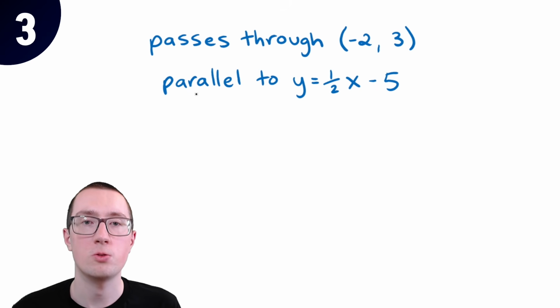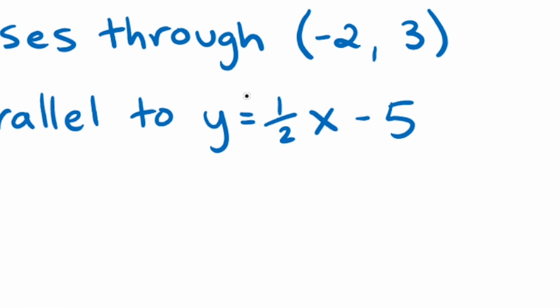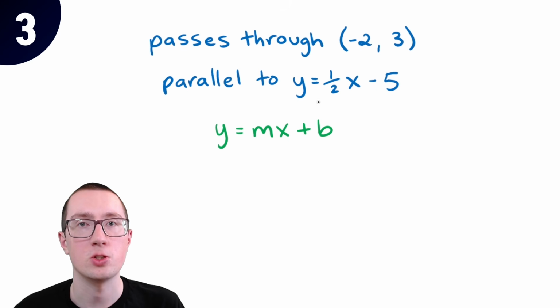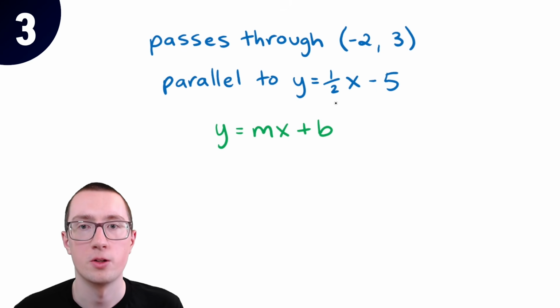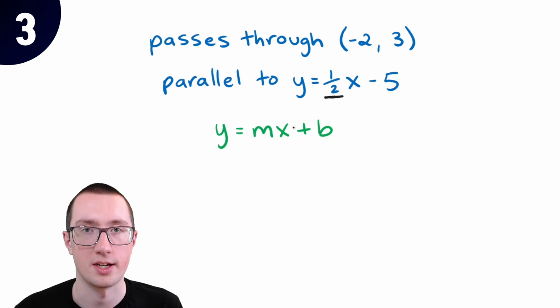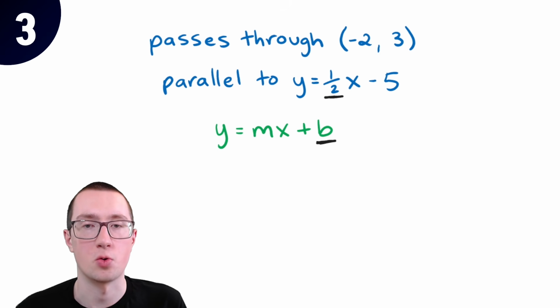And this line is also going to be parallel to this other line, which is y equals 1/2 x minus 5. Now we could try to write this equation again using y equals mx plus b. But there is one problem with this. We are able to find out the slope. Actually, lines that are parallel always have the same slope. So because the slope of this line is 1/2, then the slope of our new line is also going to be 1/2. But what's the y-intercept, or b?